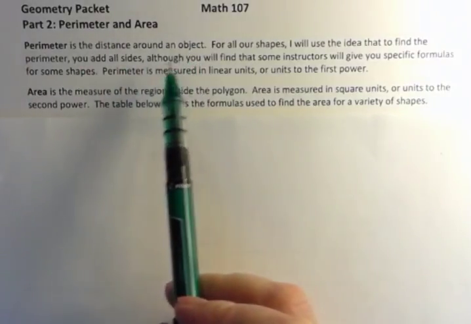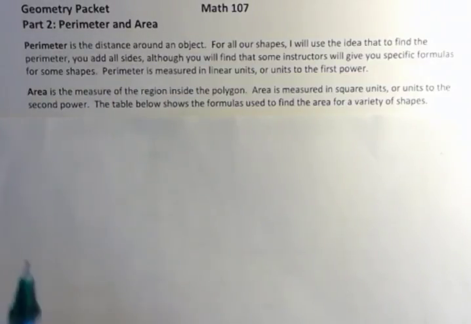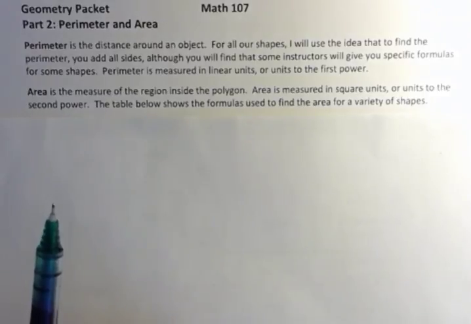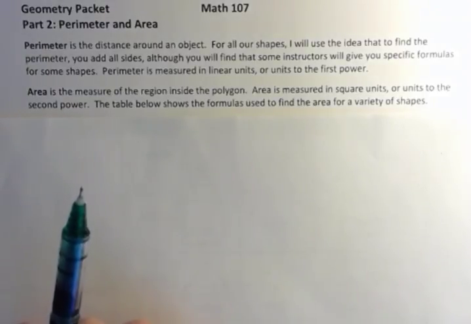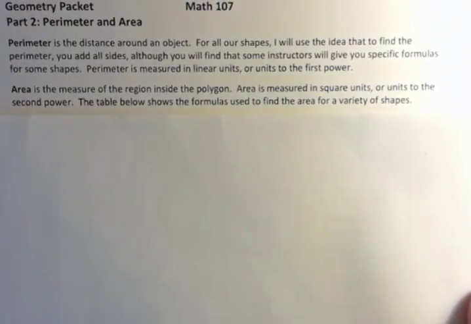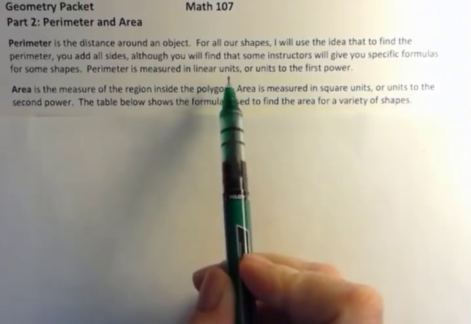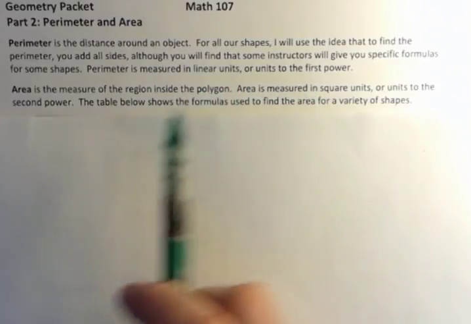So for us, I'm just going to say add up all the sides, and that's going to be how you find perimeter. But you may talk to some instructors who say, well, there's specific formulas for different types of shapes, which there is. But what I'm going to do is just say add up all the sides. That's going to give you the perimeter. That's only one thing to remember. The perimeter is in linear units, which means units to the first power.